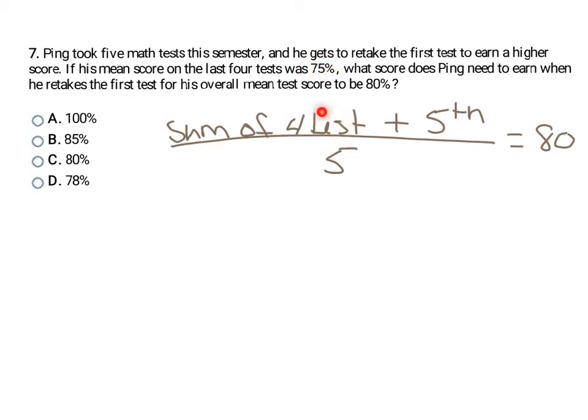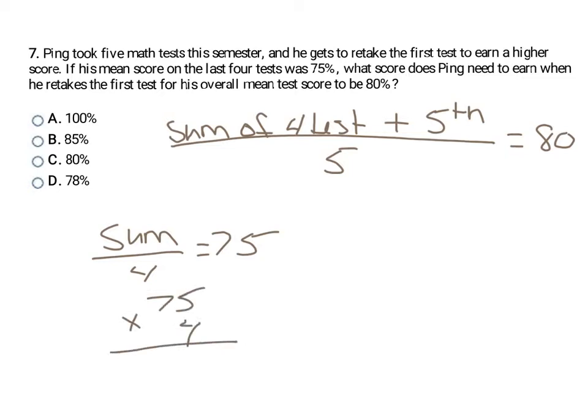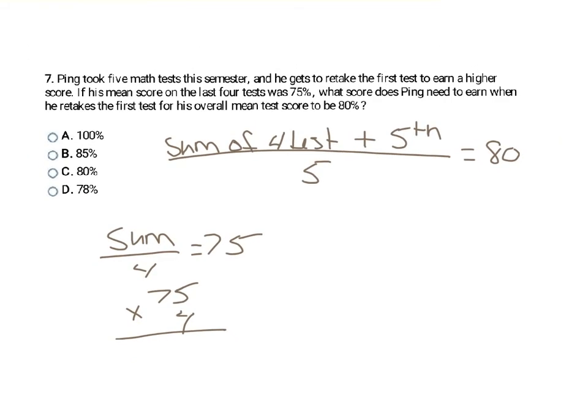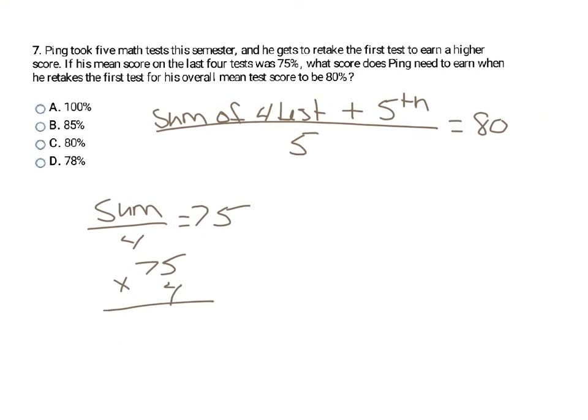I know that their mean was 75%. So if I have that sum and I divide it by 4, that gets me the 75%. So if I take 75 times 4, that's going to get me the sum of those first 4 tests. And 75 times 4 is 300.